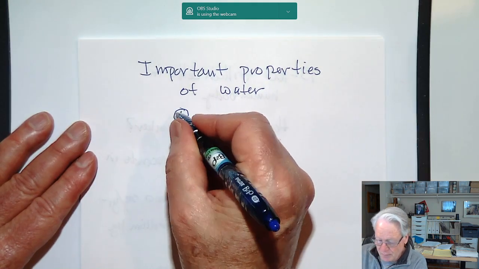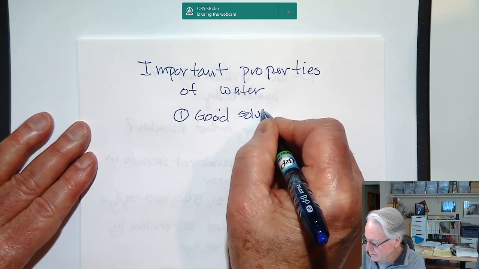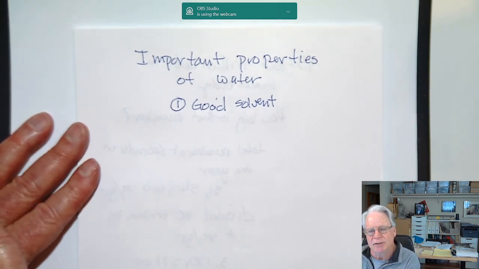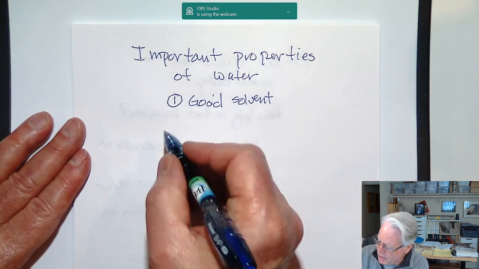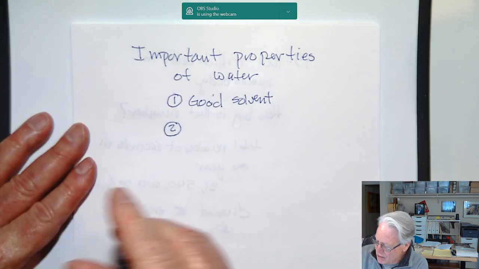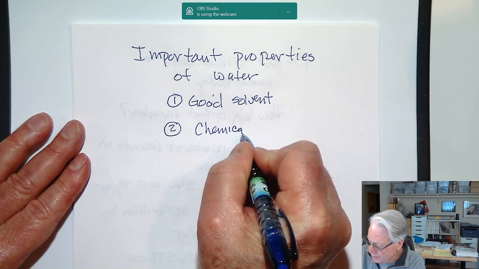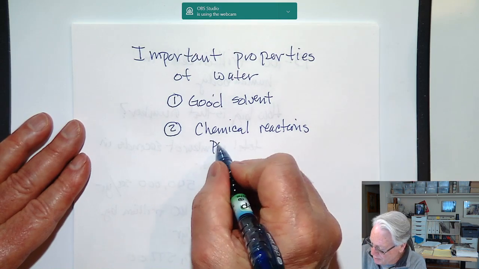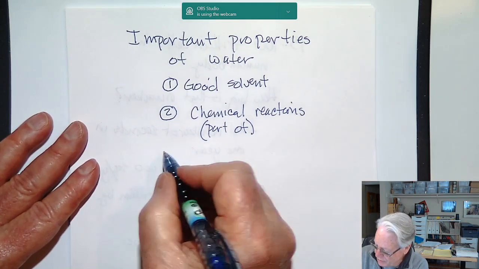Number one, it is a good solvent. A lot of things can dissolve in water, which is very beneficial to us. It's a good thing that happens because we need to dissolve a lot of things and transport them within our body. Okay. Number two, it participates in chemical reactions. So it's part of chemical reactions. We'll talk about that.